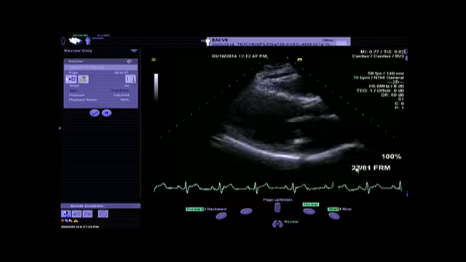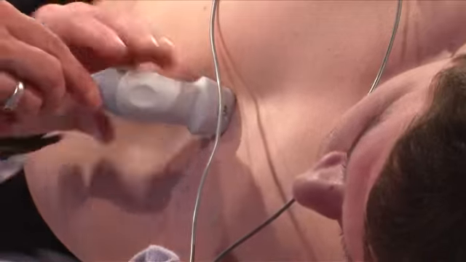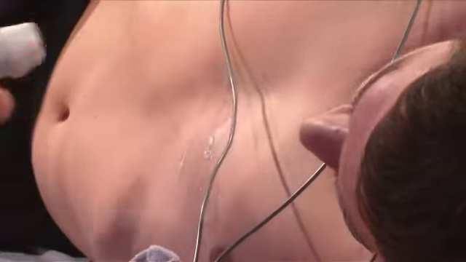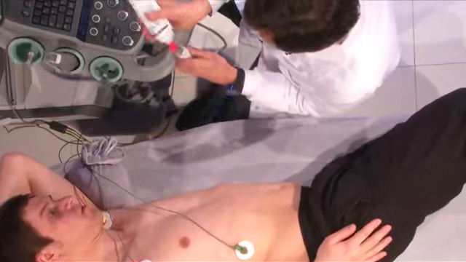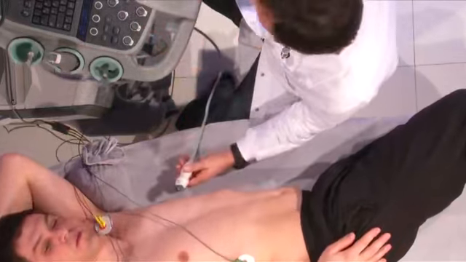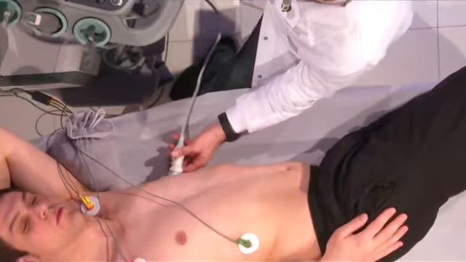So let me now move to the apical view, and I will show you the apical view in this patient. I will just need a bit of gel. Perfect. So in this situation, I will show you here the apical four-chamber view.